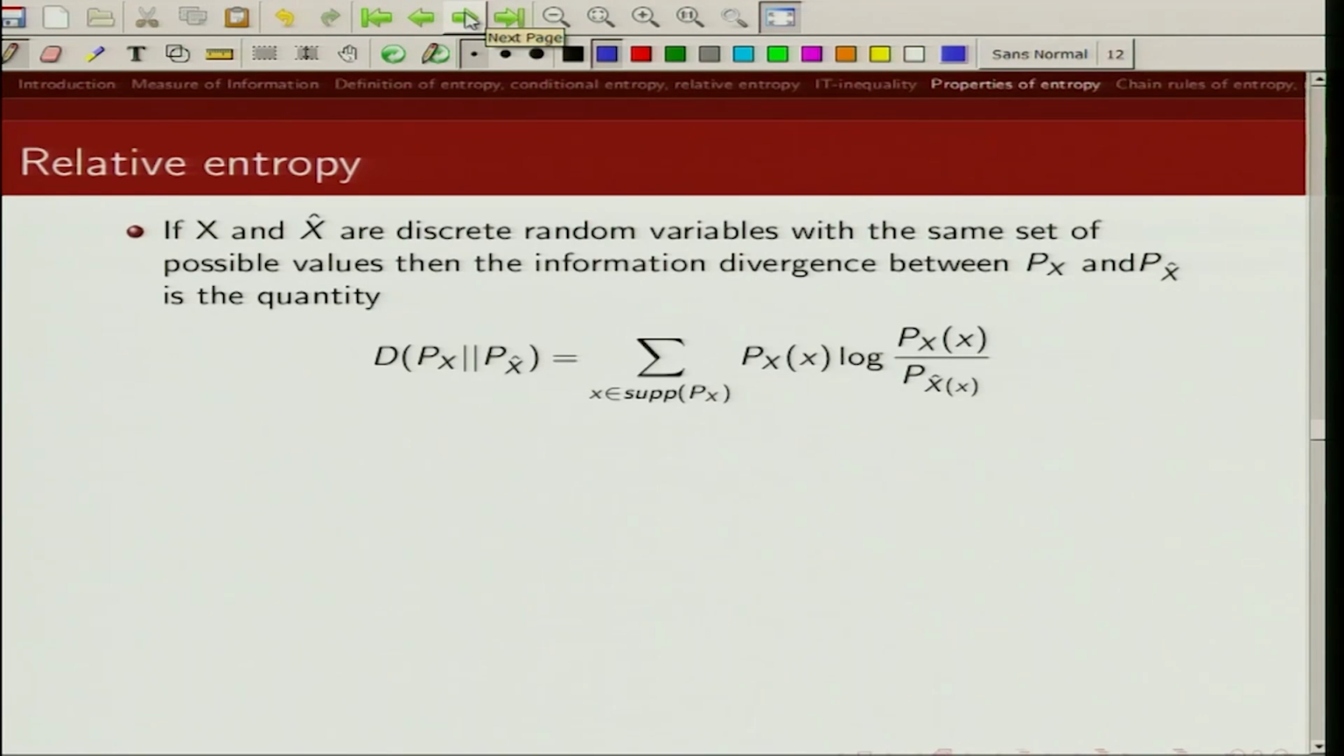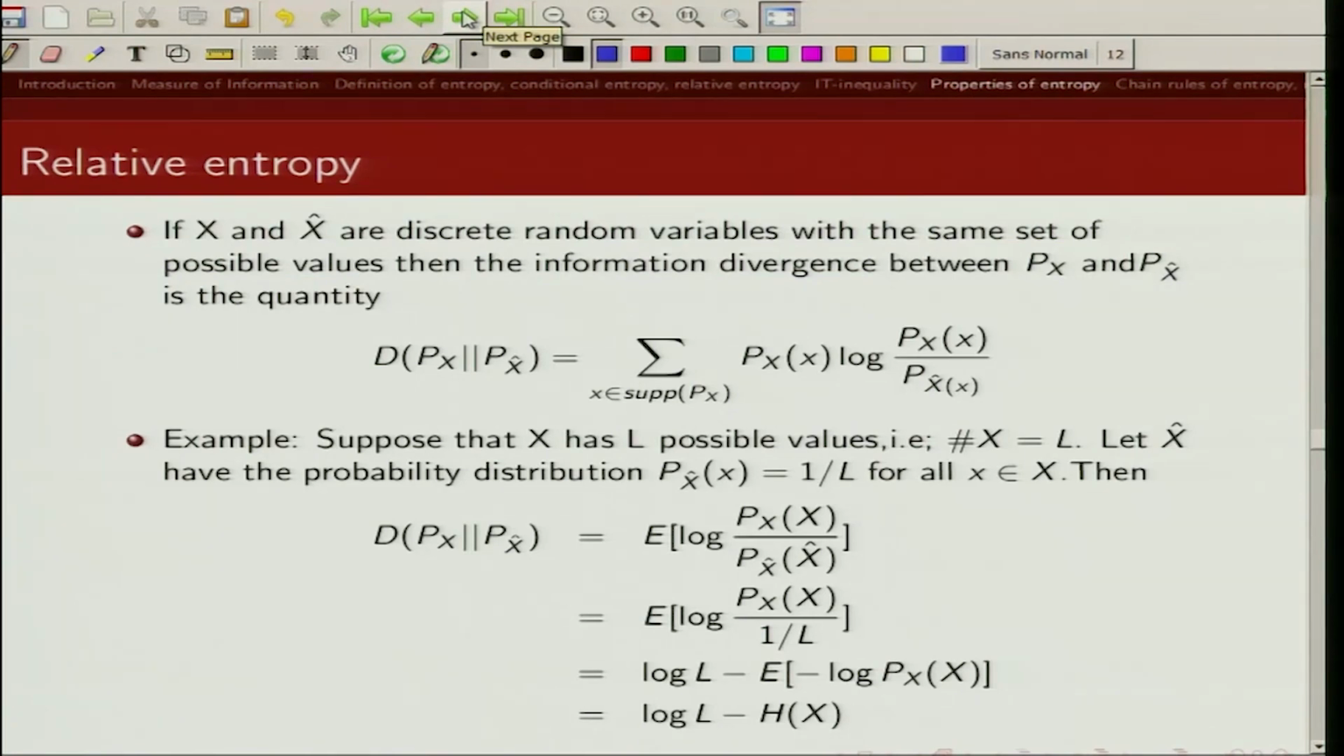Now we define what we mean by relative entropy or divergence. If x and x hat are two discrete random variables with the same set of possible values, then the information divergence or relative entropy between px and p of x hat is defined as follows. You can look at this as the expectation with respect to x of log of p of x divided by p of x hat.